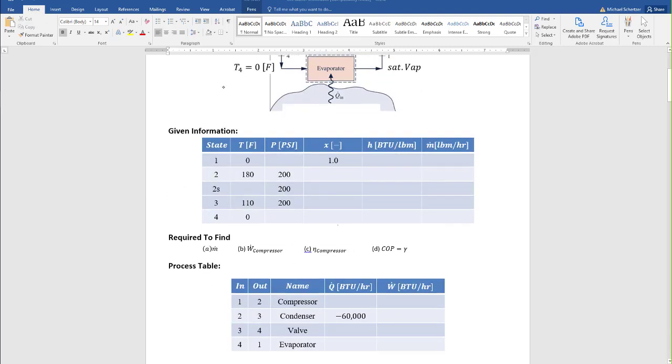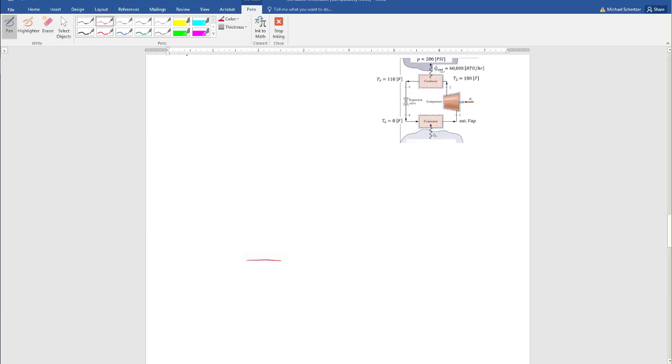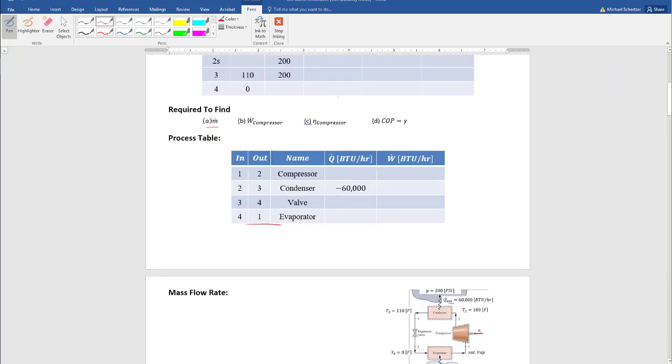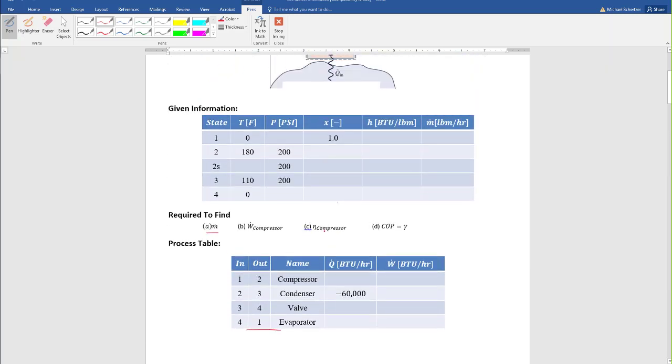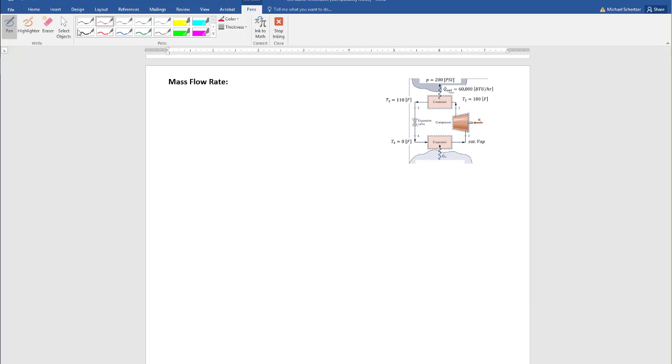Again, we're asked to find our mass flow rate, power consumed by the compressor. Oh, hopefully it's not one of those days. And then the efficiency of the compressor and the coefficient of performance. So we're going to start with the mass flow rate.